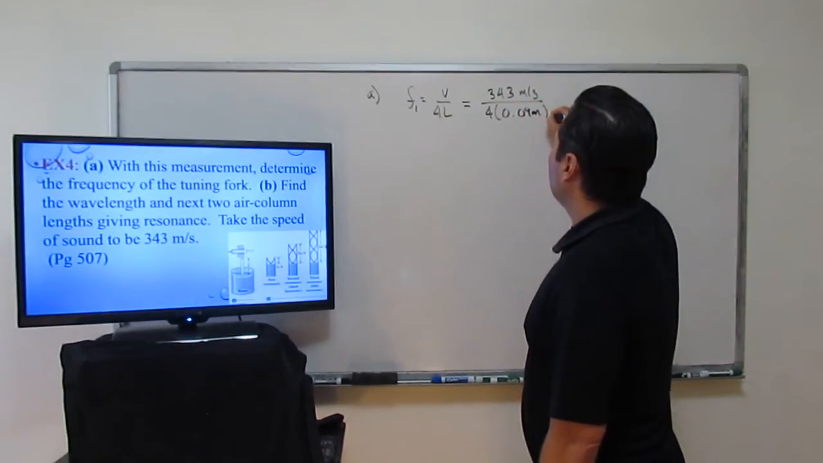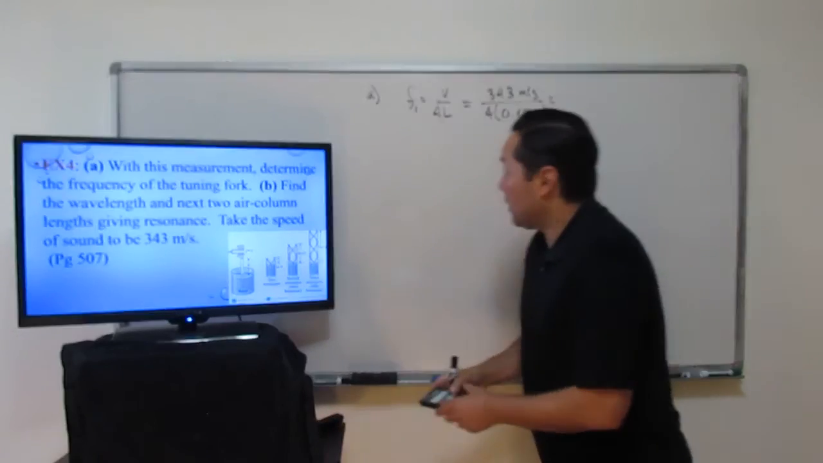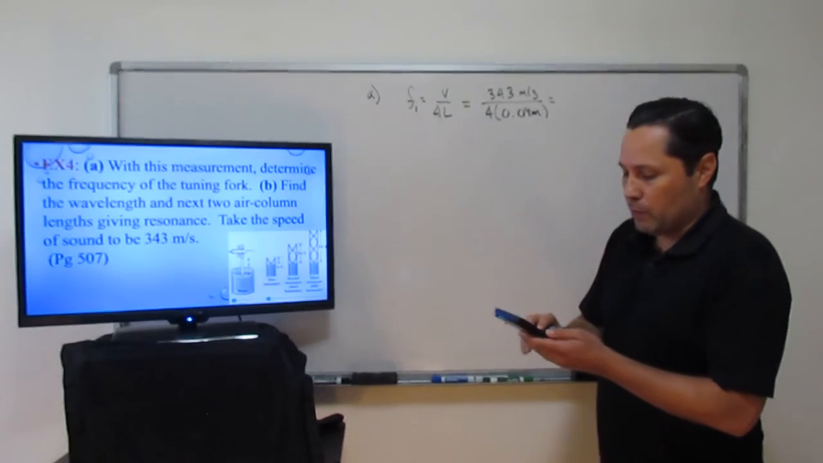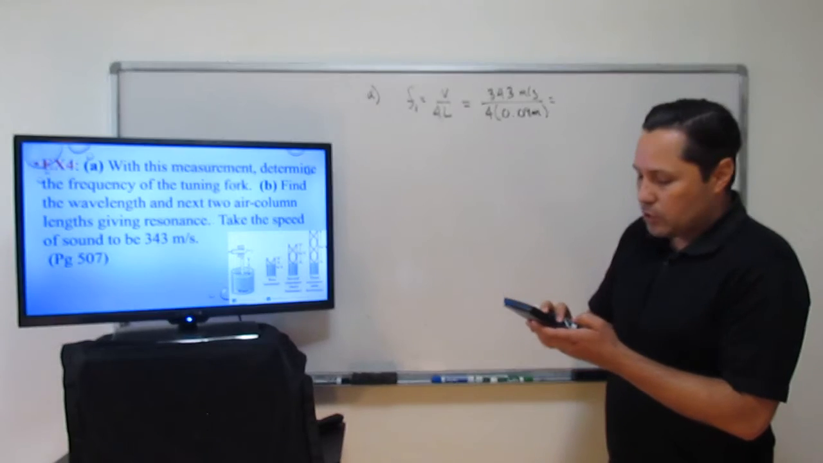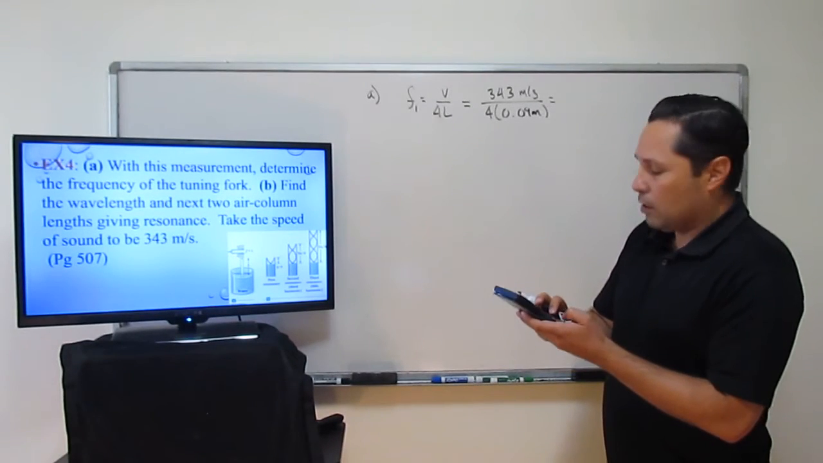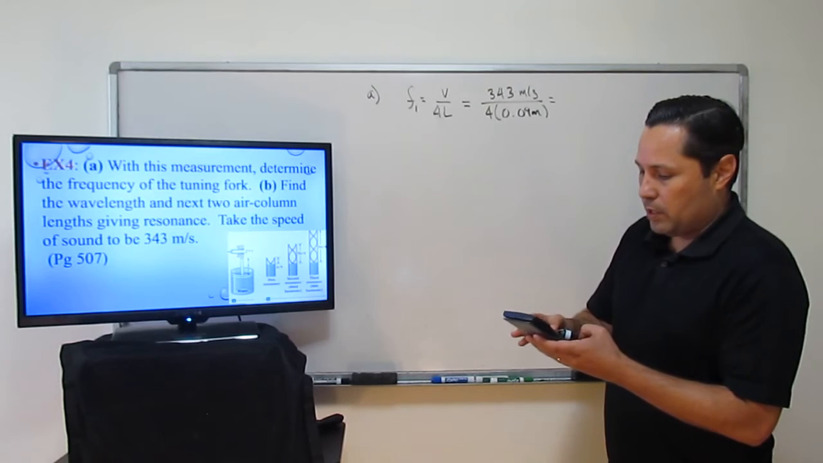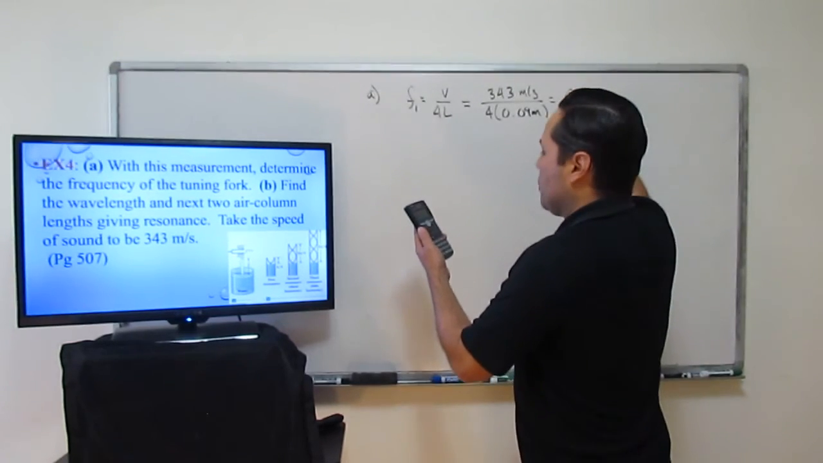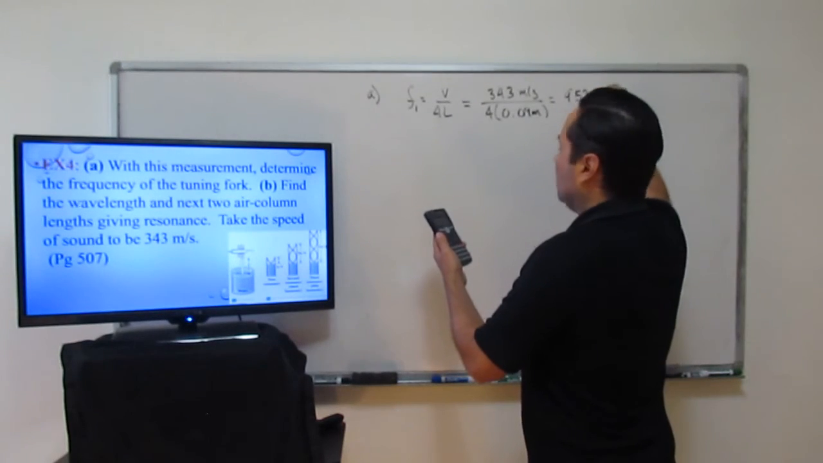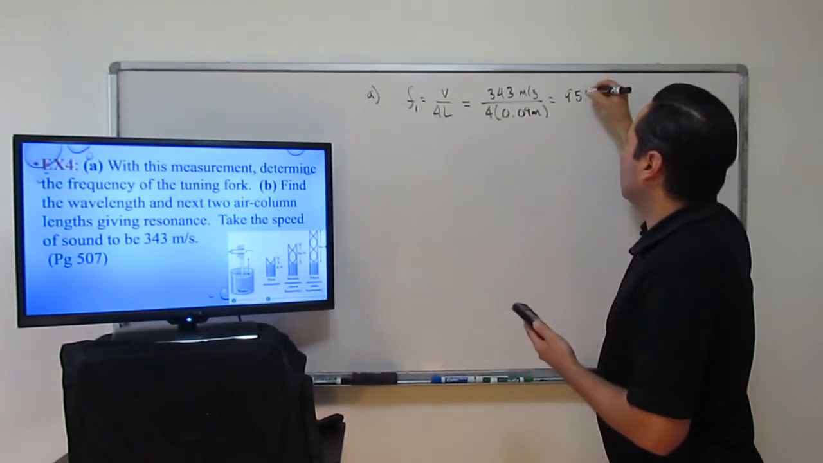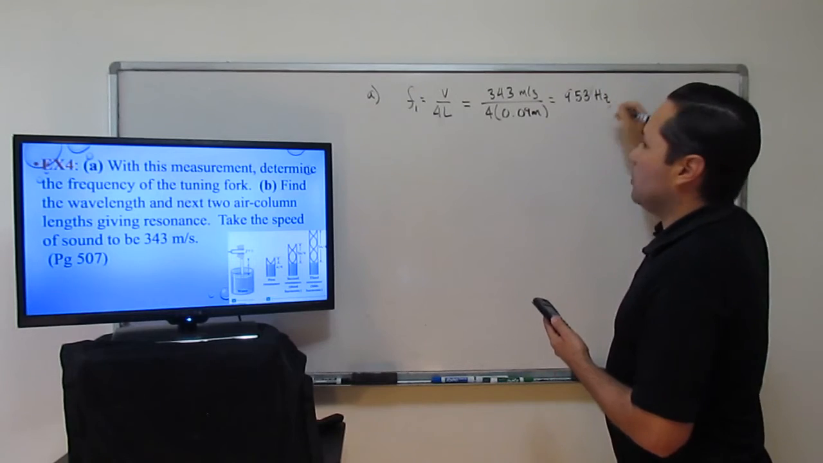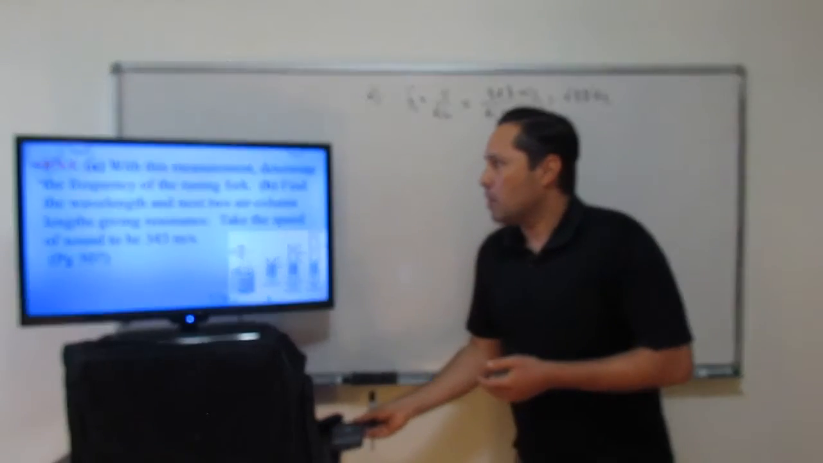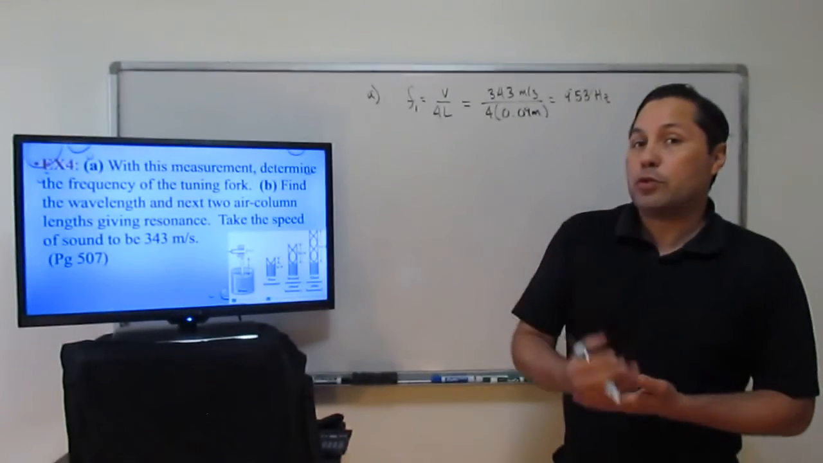0.09 meters. Next, we're going to put it into a calculator. It's going to give us our fundamental frequency, so that'll be part A. So it'll be 343 divided by 4 times 0.09, close parentheses, equals, and we're going to round it off slightly to 953 hertz. So it's our fundamental frequency. All right, so that is the frequency of the tuning fork.